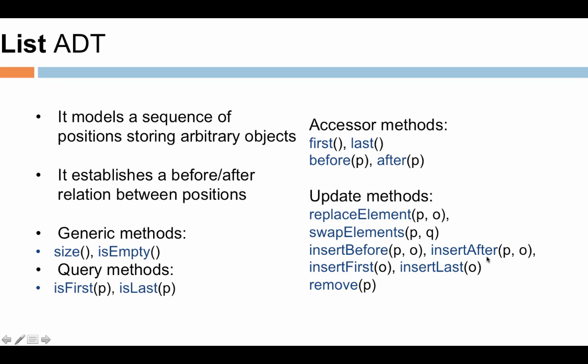Similarly, insert after is that you insert a new position after P, and in that position store the value O, update the predecessor and successor relationships of all the locations concerned. Insert first O and insert last O are to create positions, make them the first position, store the value O. Similarly, create a position, make it the last position, store the value O. And then the last method is to remove the position P from the list.